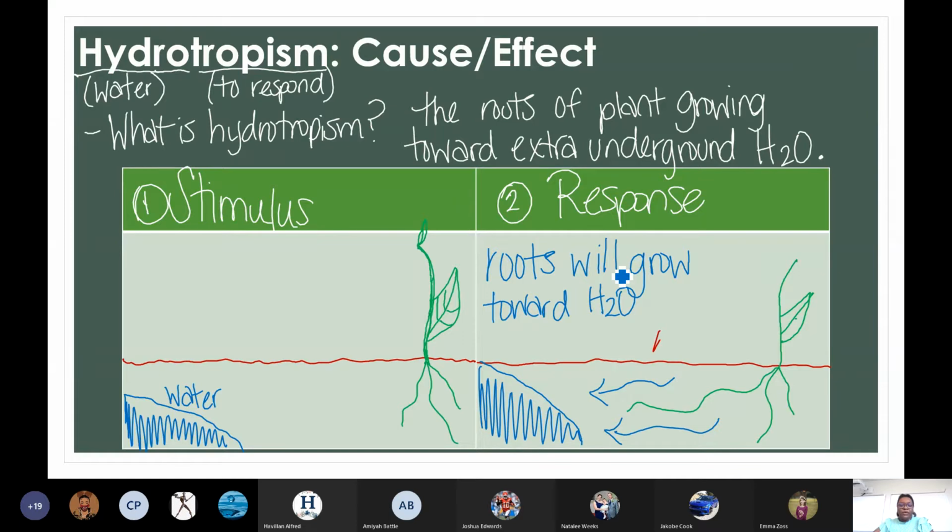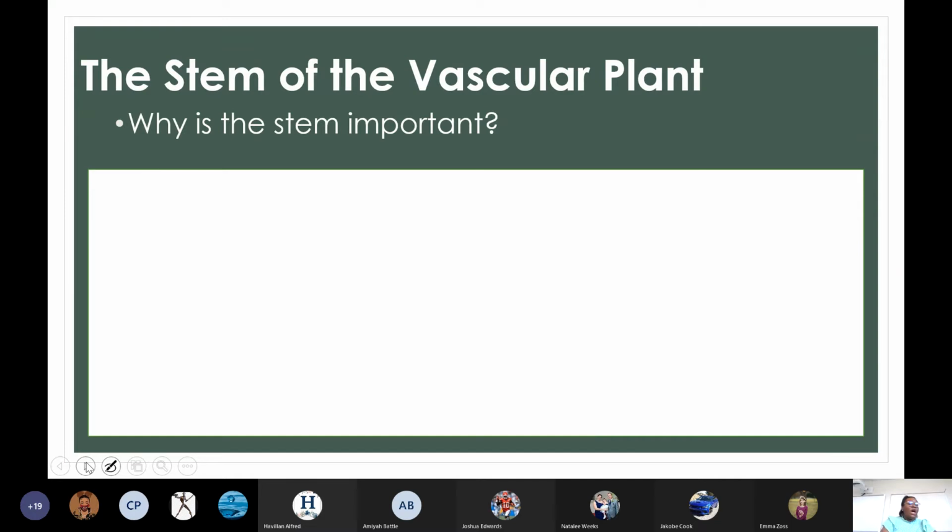So let's continue here today. When we're talking about the stem of the vascular plant, this is almost our second stop here. Please write this in your notes. The stem of the vascular plant and the question, why is the stem important?